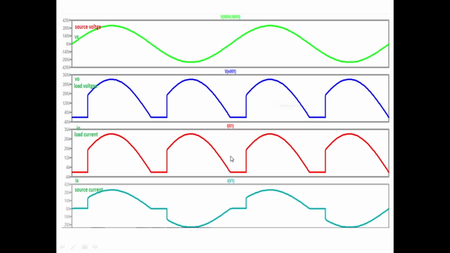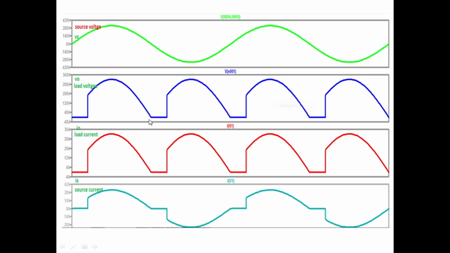That's the reason T1 and T2 start conduction only after this firing angle. That's the reason the load voltage begins somewhere here and continues till here. This is the end of the half cycle.